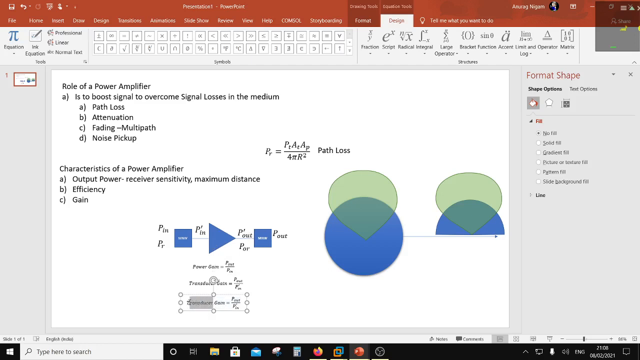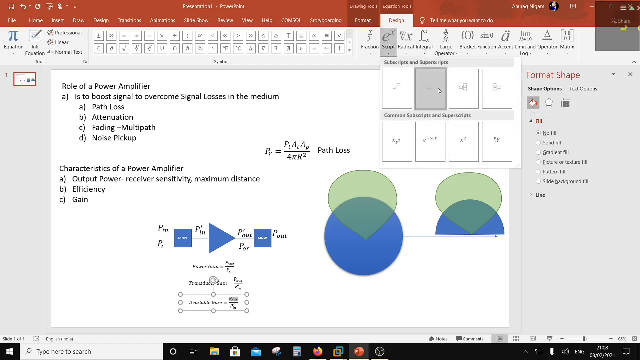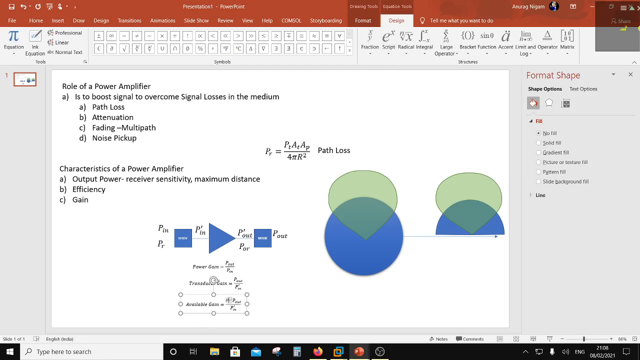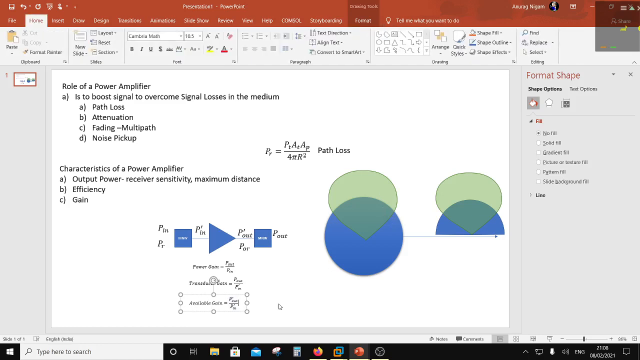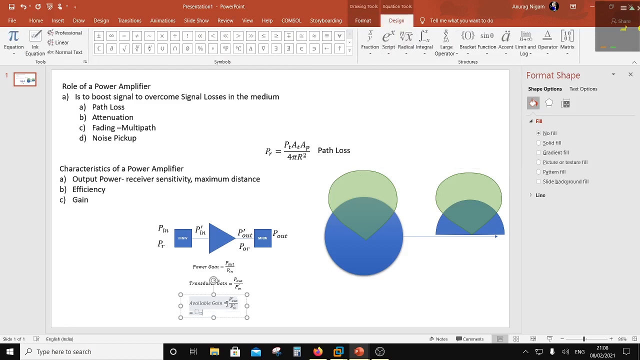And then you have got available gain. In that case it will be P out dash divided by P in dash. This is basically also the maximum gain, right? So this is P out dash. This would be called available gain, or it is also called the maximum gain. This usually happens when input and outputs are conjugately matched, right? So this will be called G max, or maximum gain.